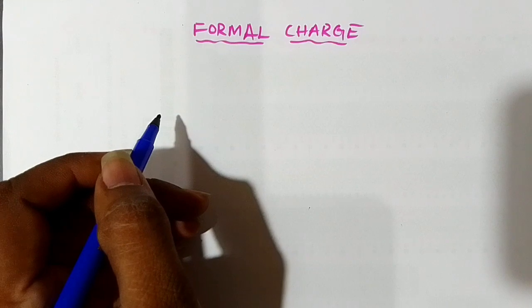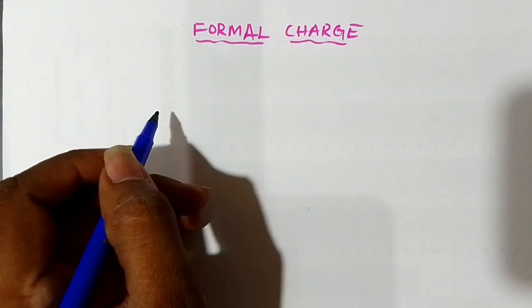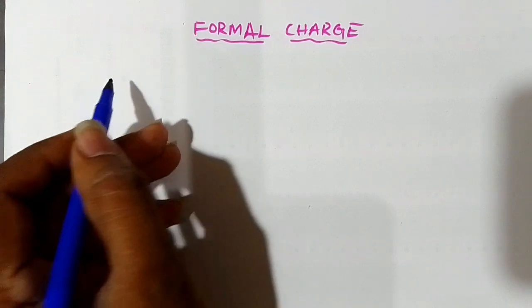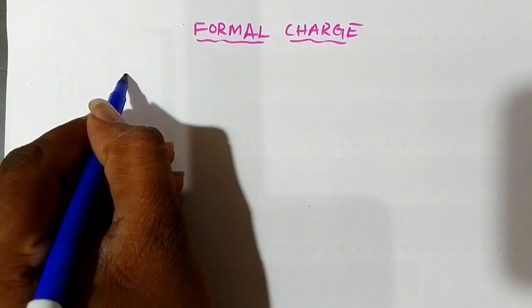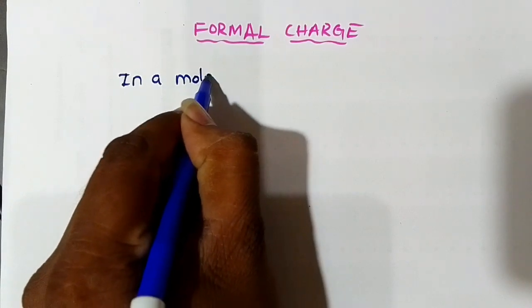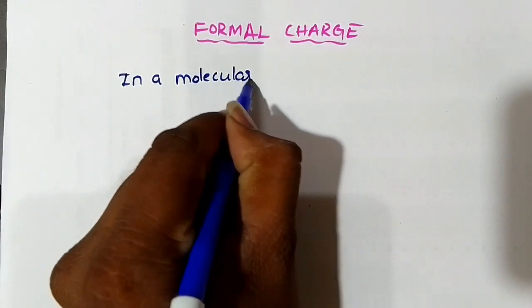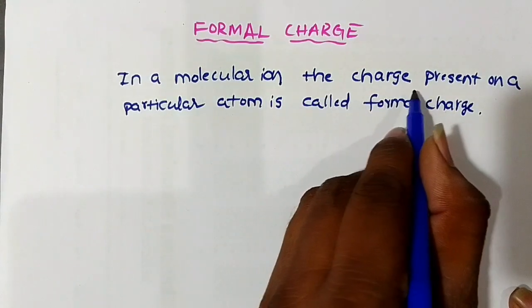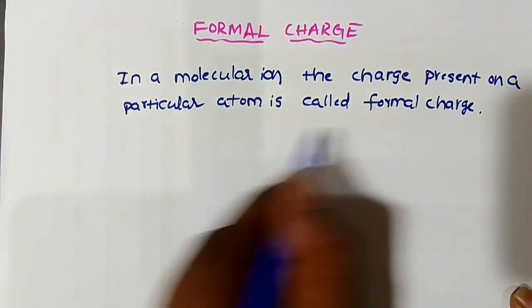Today I would like to discuss one of the topics from chemical bonding, that is formal charge. So what is meant by formal charge? Already you know that in a molecular ion, the charge present on a particular atom is called formal charge.